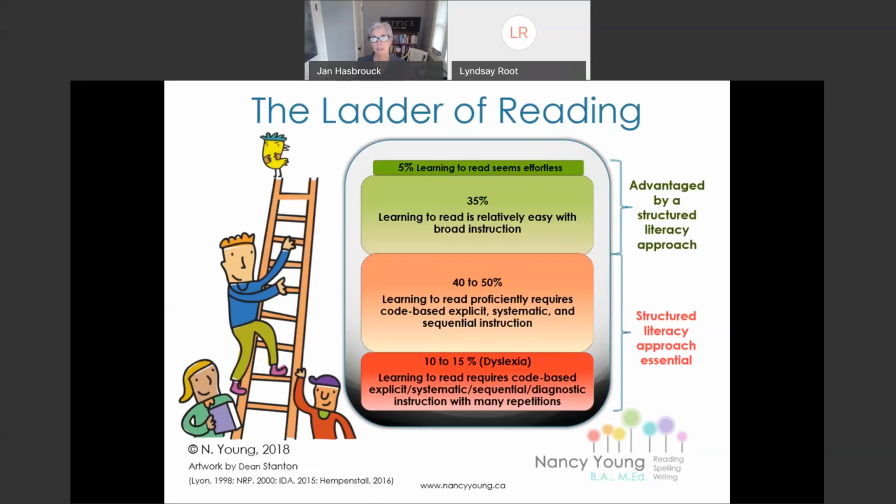That's critically important too, because we now have systems and processes to identify students around 4 to 5 years old. We can start intervening with dyslexia very early.